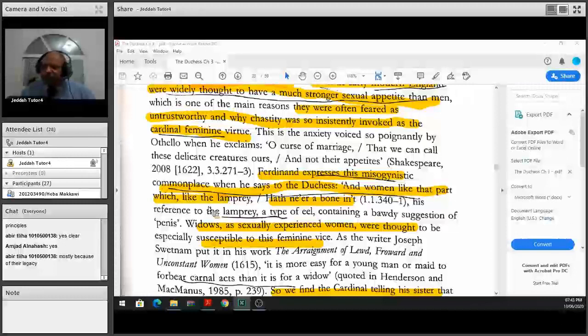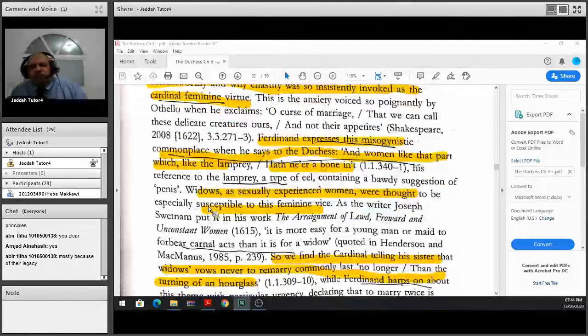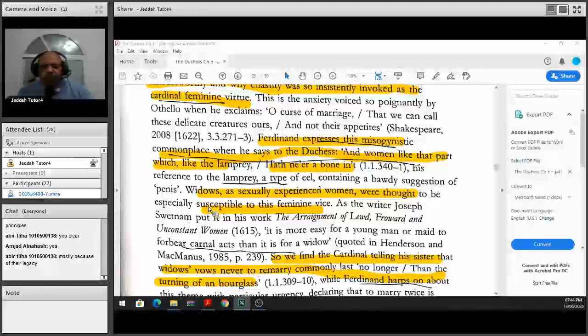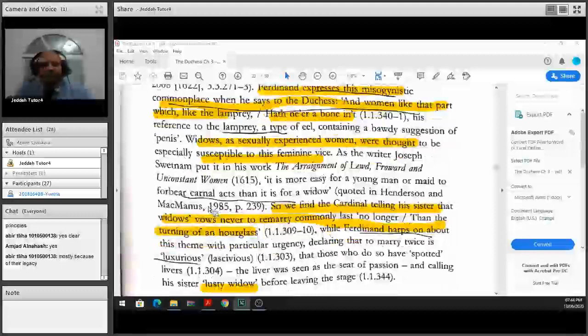And we have echoes of that even in Othello. He had those ideas. Remember at one point he would exclaim, saying, "Oh, curse of marriage, that we can call these delicate creatures ours, and not their appetites." Okay. Again, what do we call that? We remember last time we spoke about that, and we said this is misogyny. Misogyny is when you have misogynistic attitudes towards women. You are a woman hater, and this is actually what is happening here. So widows were thought to be especially susceptible to this famine, vice. You cannot trust them.